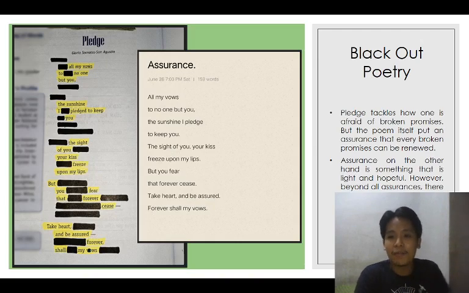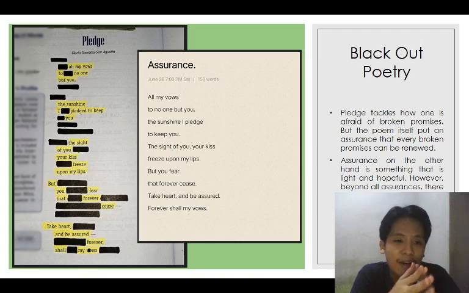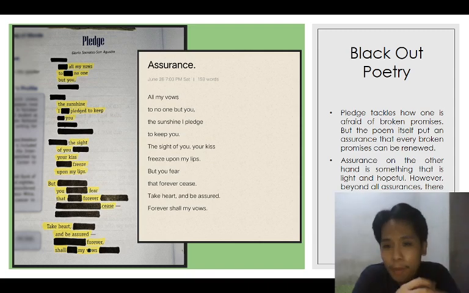There, my blackout poetry. So from a page from the book, I just put a marker on some of the words to eliminate those, and to arrive at a poetry. And from my poetry, let me read to you. All my vows to no one but you, the sunshine I pledge to keep you. The sight of you, your kiss, freeze upon my lips. But you fear that forever cease. Take heart and be assured, forever shall my vows.